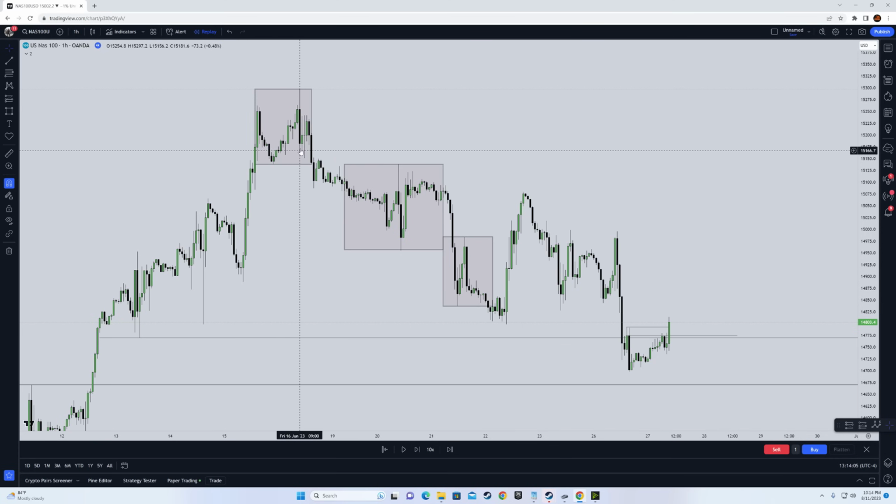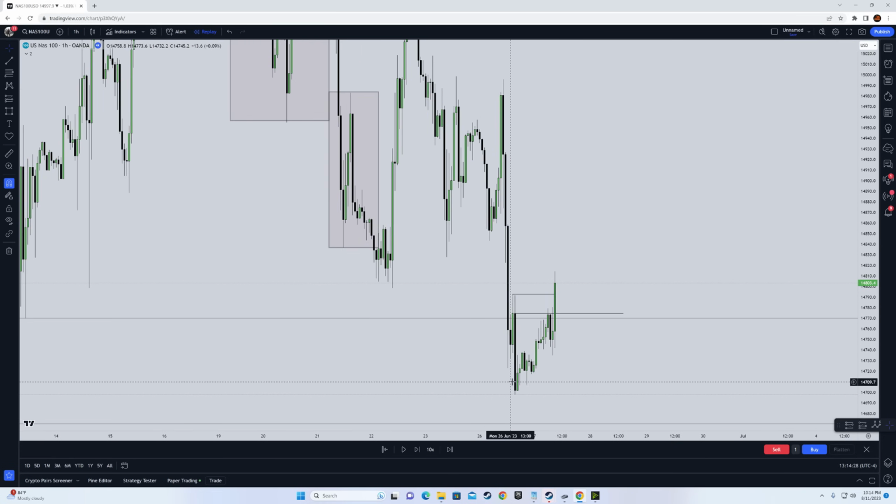So this right here is an original consolidation for me. Then we have a distribution phase 1. Then we have distribution phase 2, right? And we have another distribution phase here, right? This around here. So let me mark this out. So you can have unlimited distribution phases. It doesn't matter, but you have to identify the first original consolidation and the first distribution in this example.